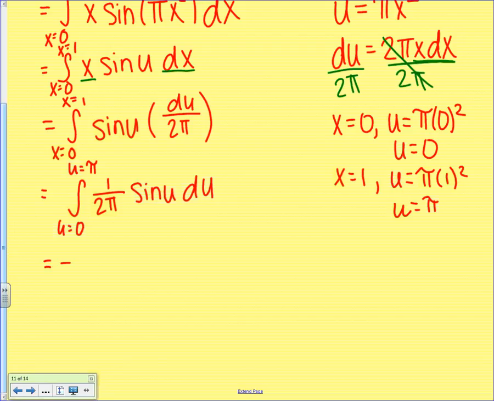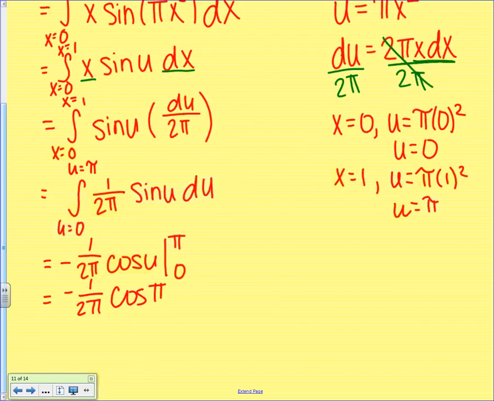negative cosine. That's right. So 1 over 2 pi, and then cosine of u. And we are going from pi to 0. So if we plug that in, we have negative 1 over 2 pi, cosine of pi, and then minus negative 1 over 2 pi, cosine of 0, which that actually changes to a plus.